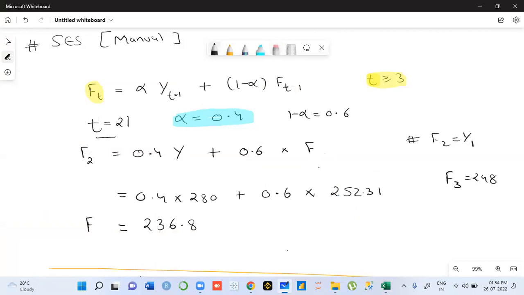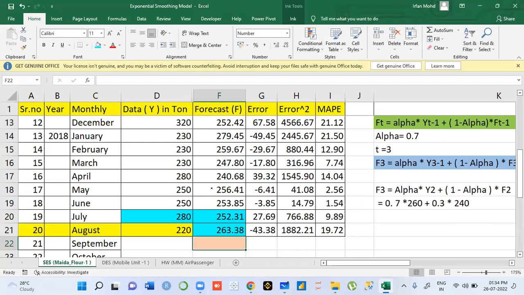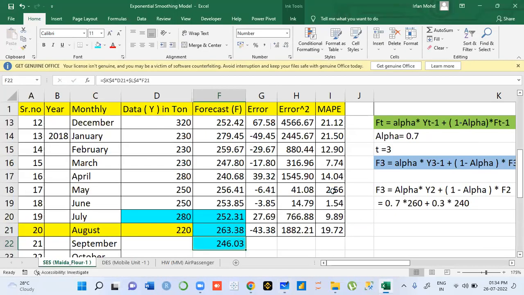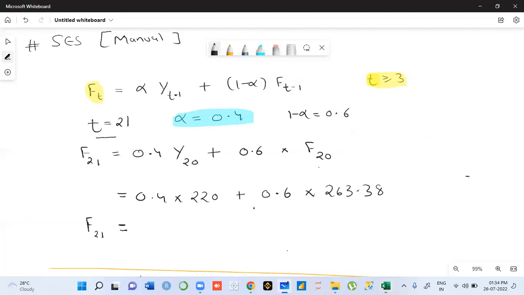What is Y? F20. What is Y20? 220. F20. Multiply this and give me the number, guys. 246. Correct? 246.03 I'm getting.